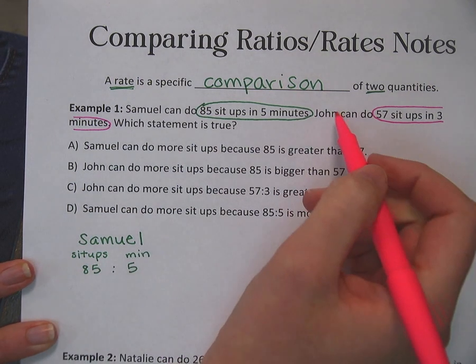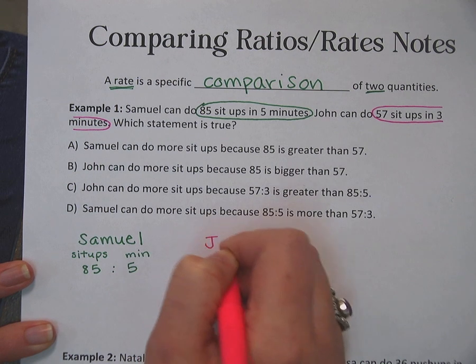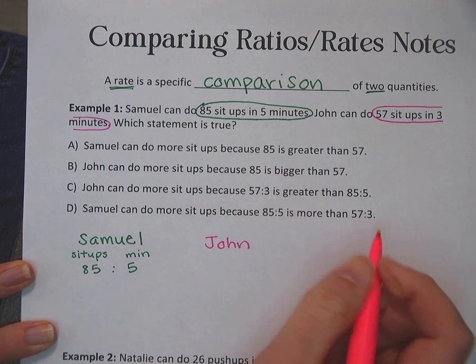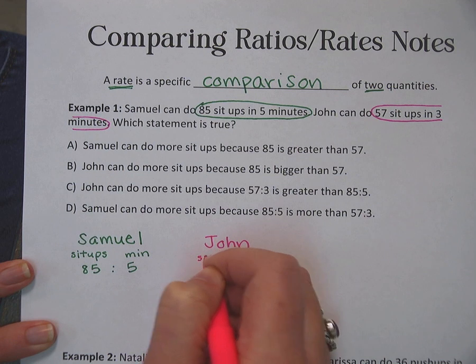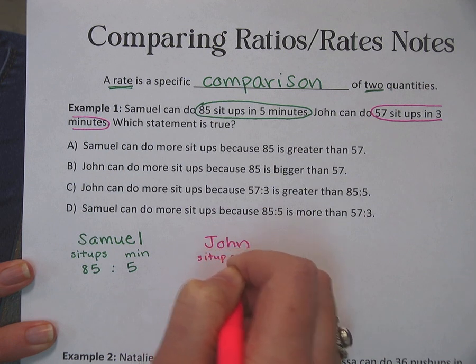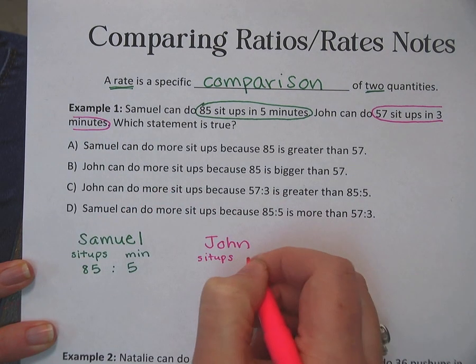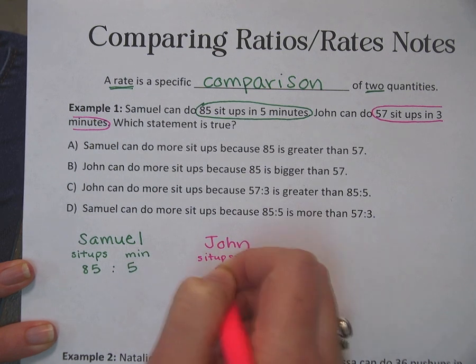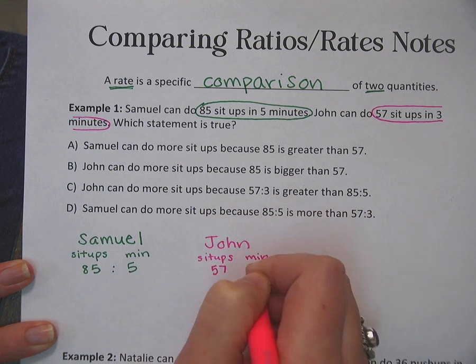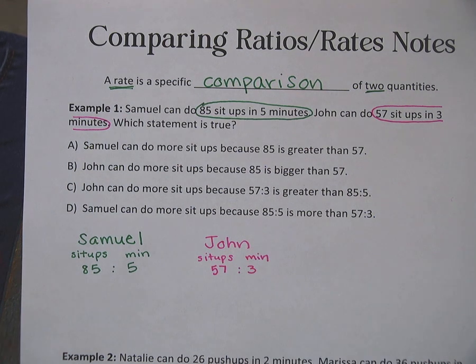Okay, I'm going to do the same thing for John. John, they also did sit-ups first. So I'm going to write sit-ups. And then it did minutes. And he did 57 sit-ups in 3 minutes. So that is my ratio for John.